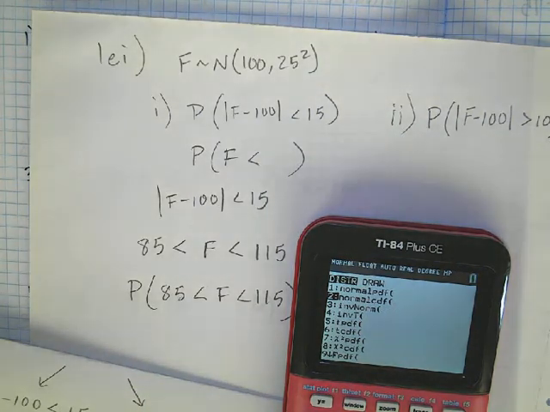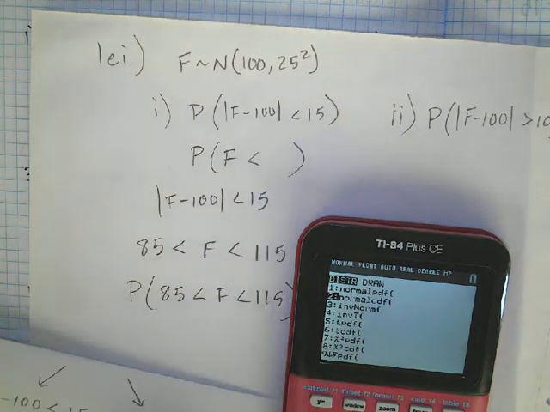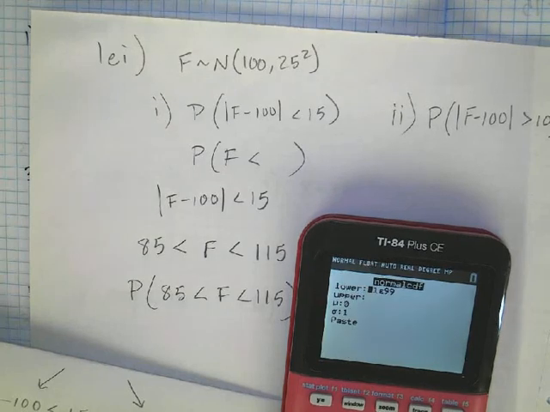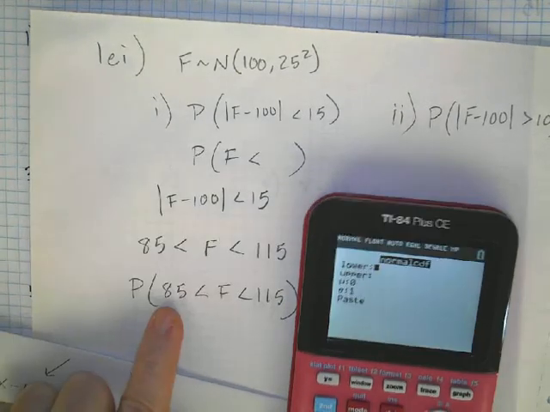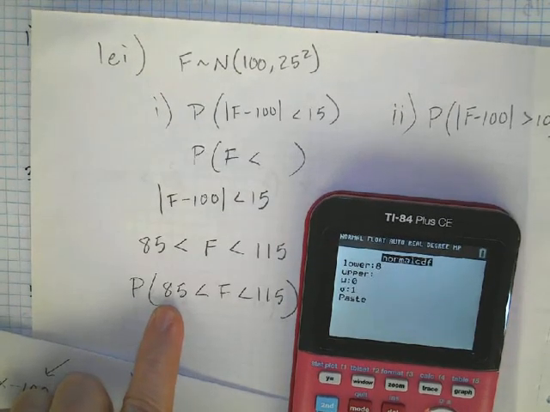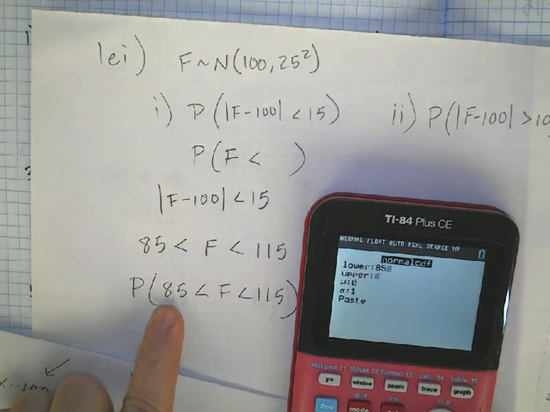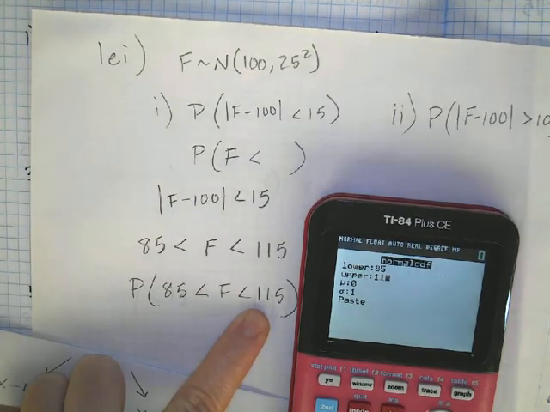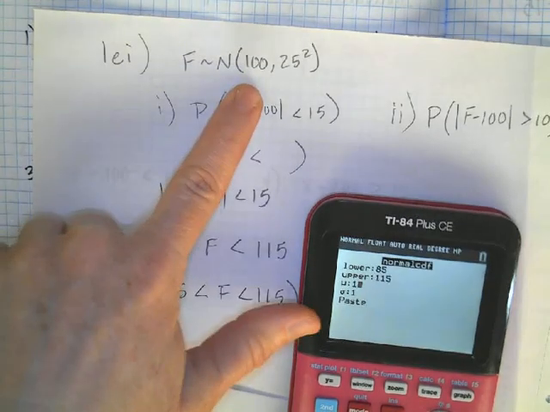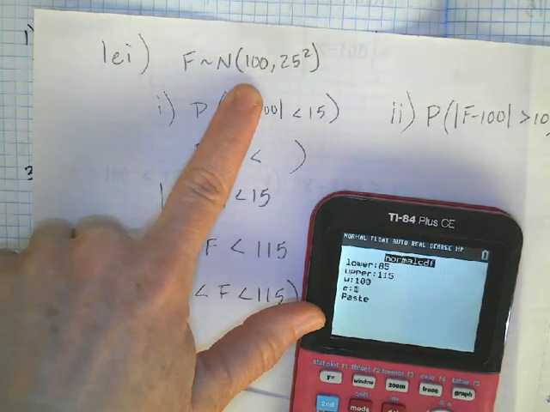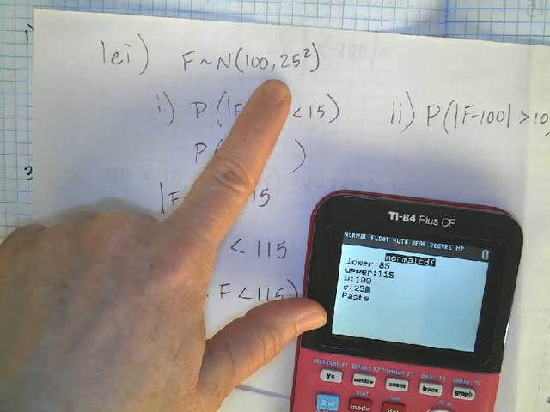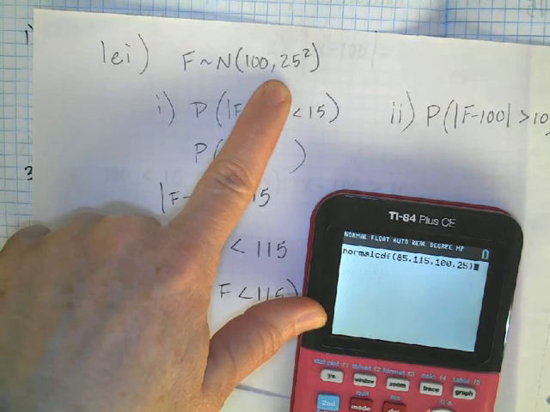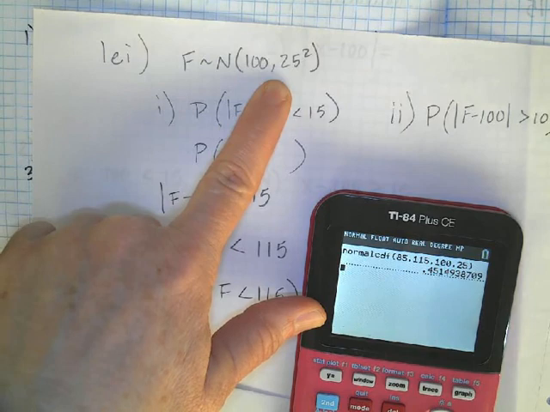Okay, so I want option 2 because it's cumulative. And my lower boundary is 85 because I want to be between 85 and my upper boundary, which is 115. And my mean is 100 and my standard deviation is 25. And if I do that, click, click, click, I get 0.451.